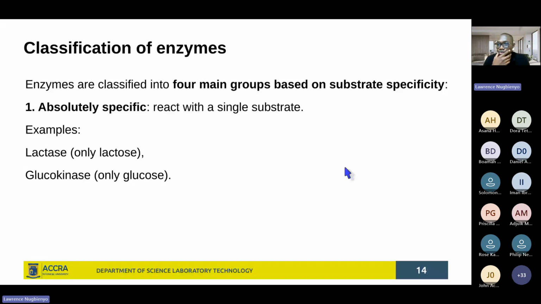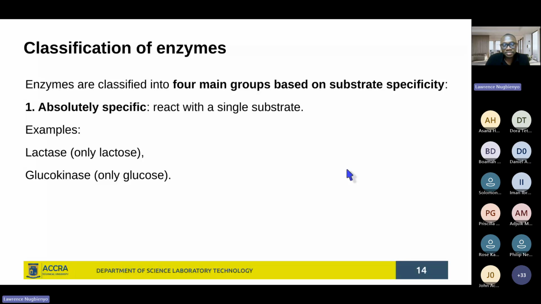Now we can move on to look at classification of enzymes based on their specificity to the substrate on which they are acting. And we can break that classification into 4 main groups of enzymes. And the first group of enzymes we will refer to as absolutely specific enzymes.